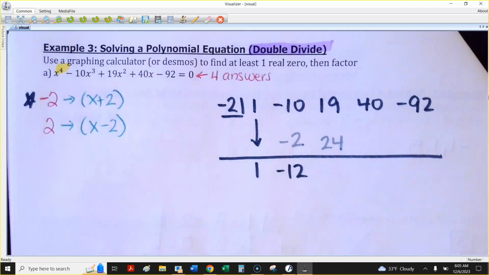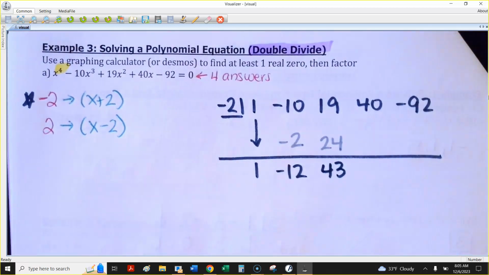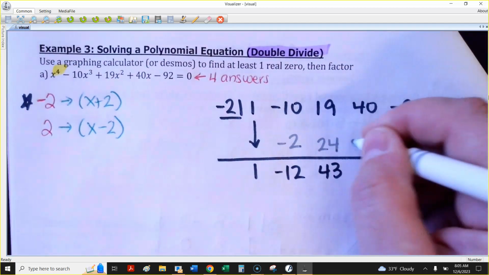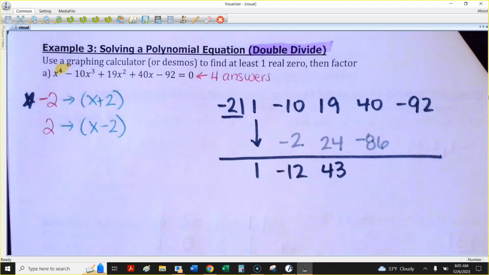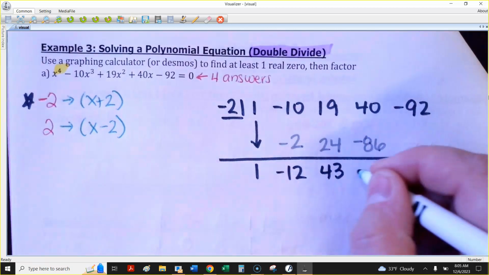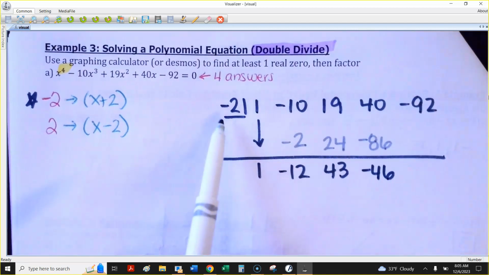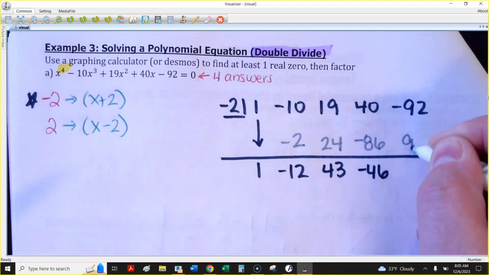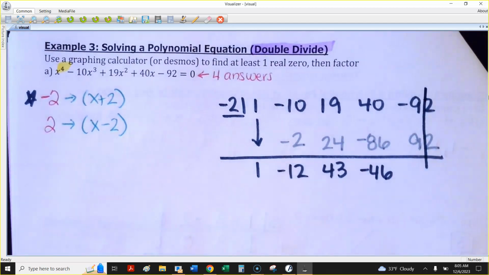I think that's 43. I'm just grabbing my calculator to check. This will be 43. -2 times 43 is -86, I'm pretty sure. And then 40 minus 86 is going to give us -46. And this will be nice for us because I know I did it right. -2 times -46 is 92. So then we don't have a remainder. All right, so I divided by x plus 2.